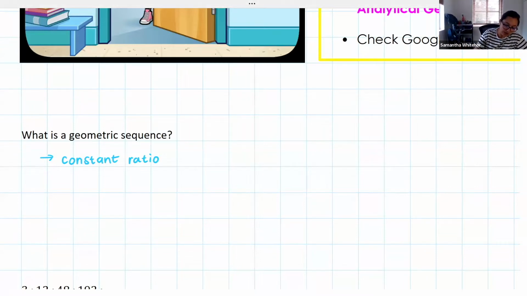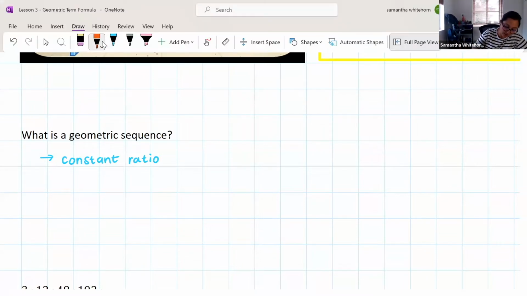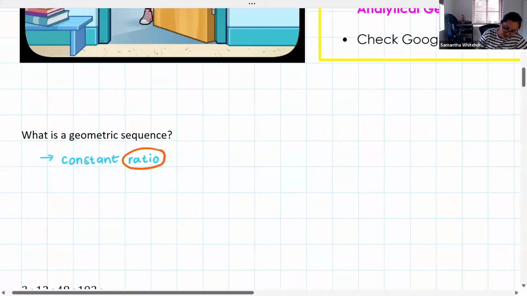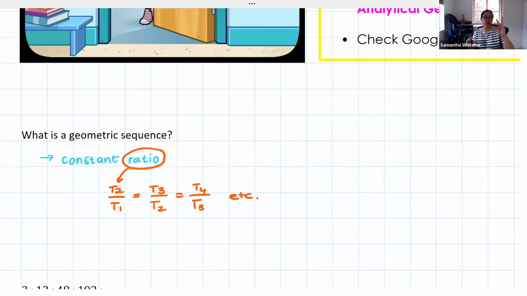Now, this constant ratio can be found depending on the information you have, but is generally found by taking term 2 and dividing that by term 1. But you could also have term 3 divided by term 2, term 4 divided by term 3, etc. So basically what you're doing is taking two consecutive terms and finding the ratio between them. If that ratio is constant, what you have is a geometric number pattern or geometric sequence.